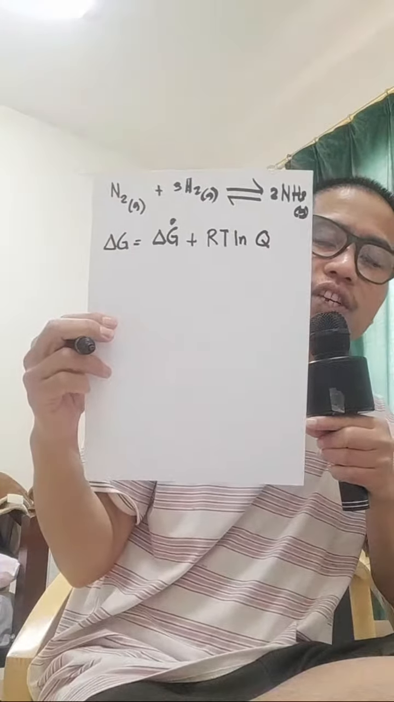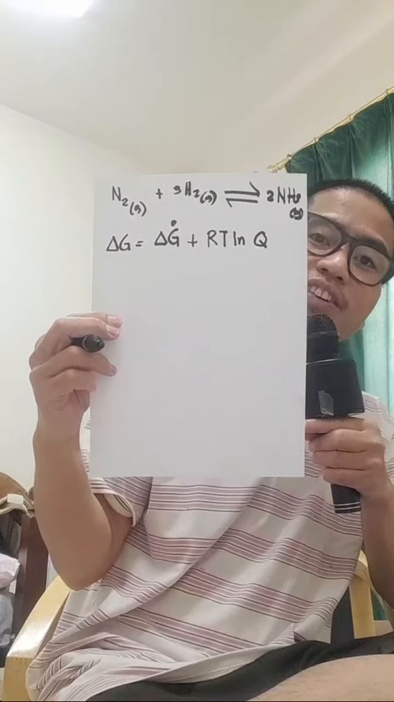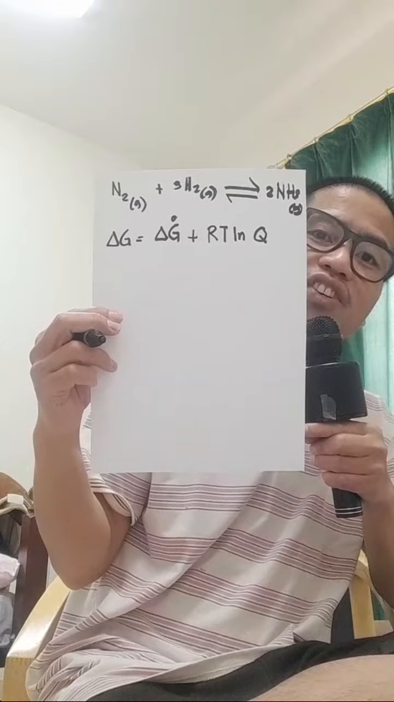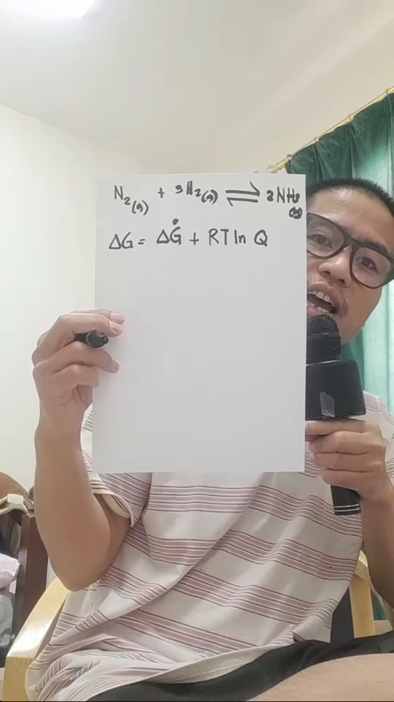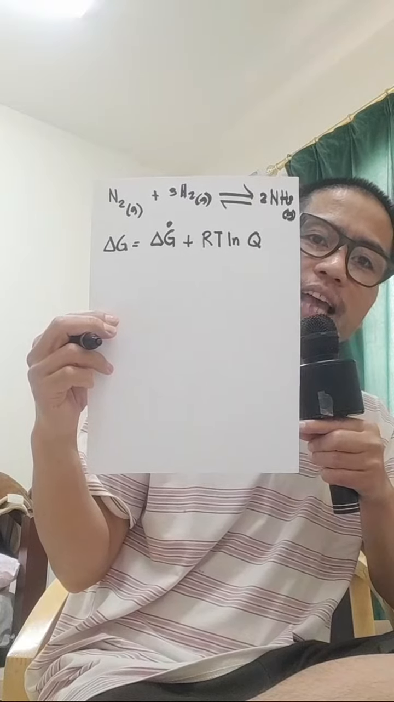So delta G is equal to the standard change in free energy, delta G standard, plus the universal gas constant R times the temperature T times ln Q.